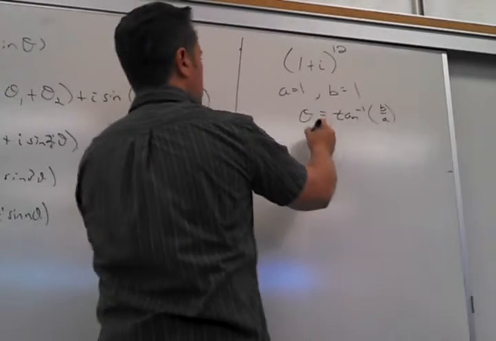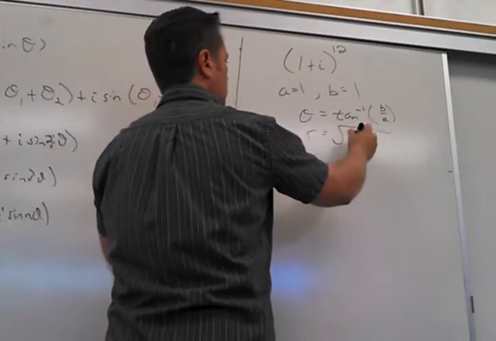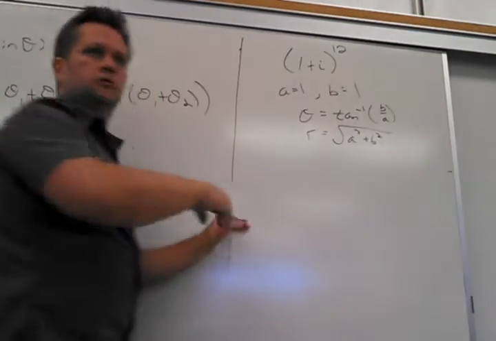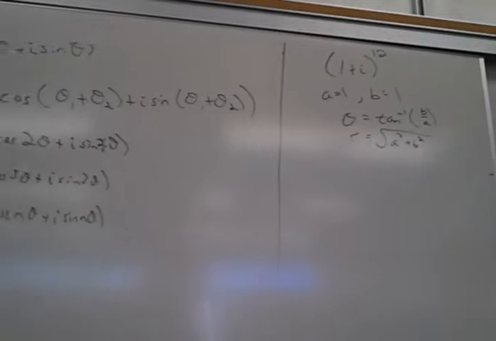And of course, R, in general, is the square root of A squared plus B squared, so it's easy here. All right, so first try to write it in this form, and then try to attack it with the 12th power.